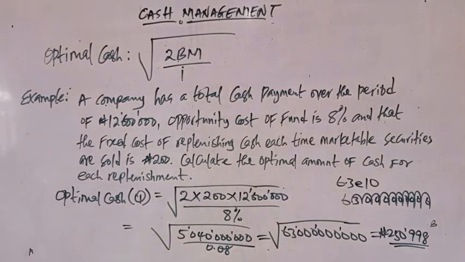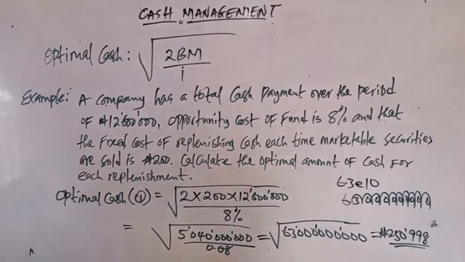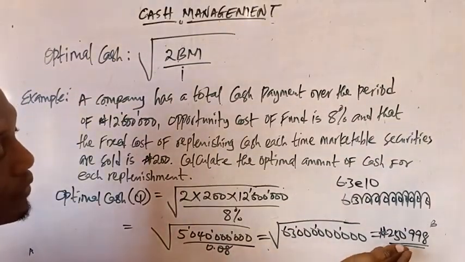How do you now interpret this? The interpretation is that the firm will sell marketable security worth 250,998 each time it replenishes cash, just as I explained earlier. At the end of the day, it will translate to an average cash balance of 125,499. How do I get the average? The average is just the average of this.